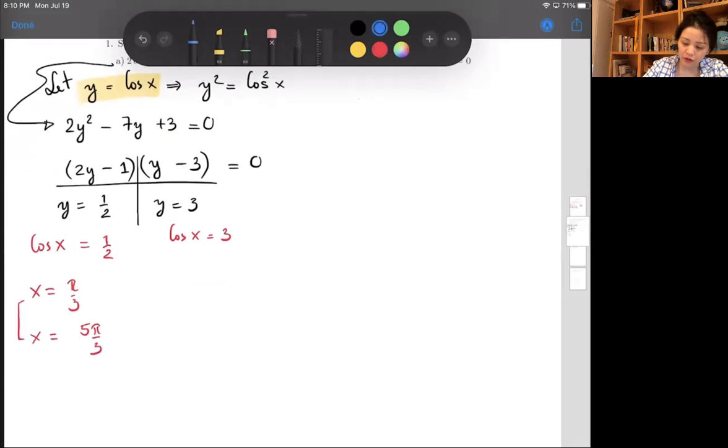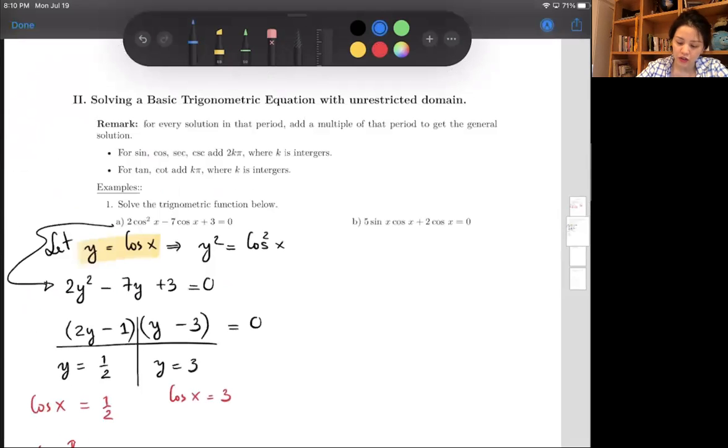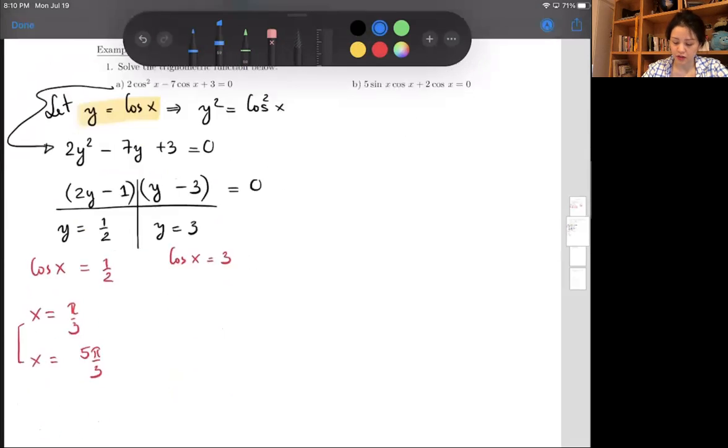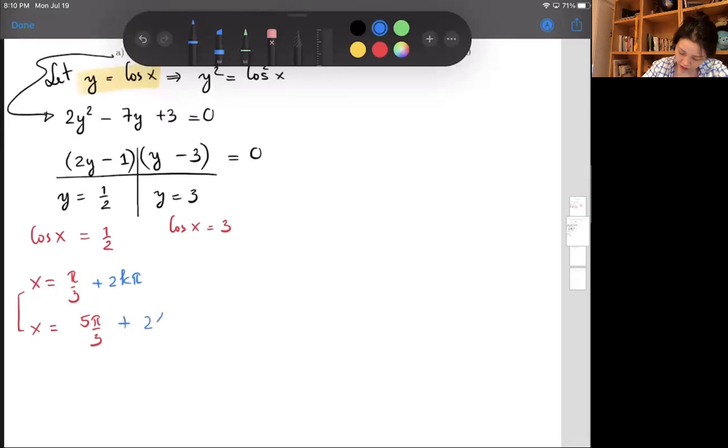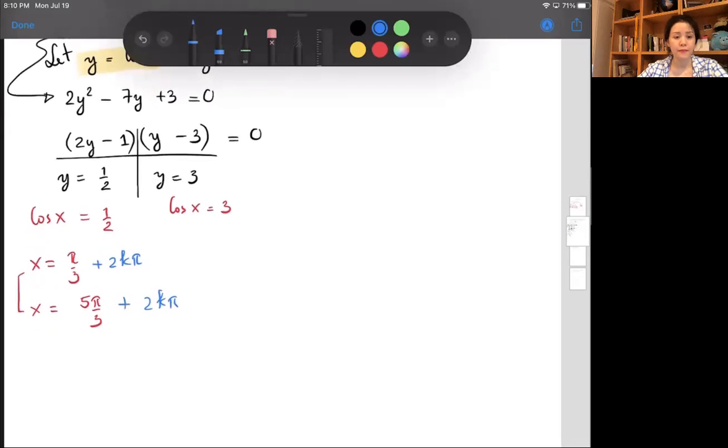Right, and don't forget, remember what we talked about here, because this is an unrestricted domain type of equation. So you want to add 2k pi, because it's a cosine function. So at the end, I want to add 2k pi, and then the same thing down here, 2k pi. Okay. All right. So these are our solutions for the left case.